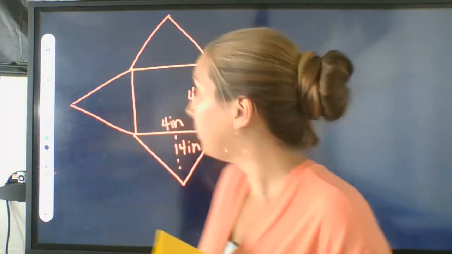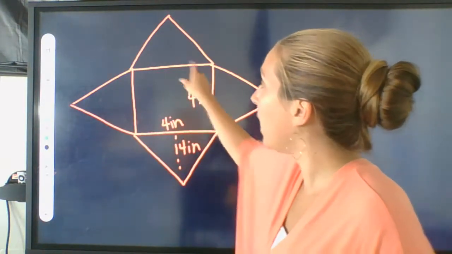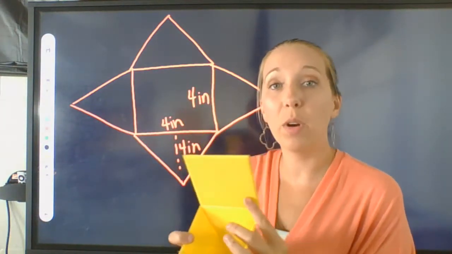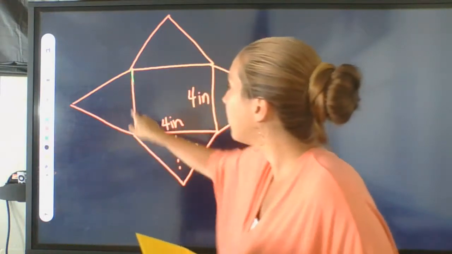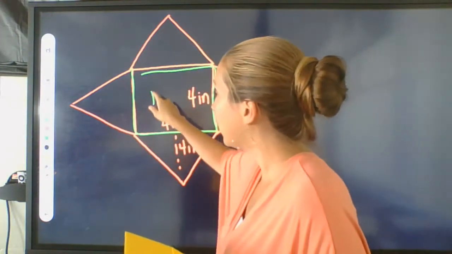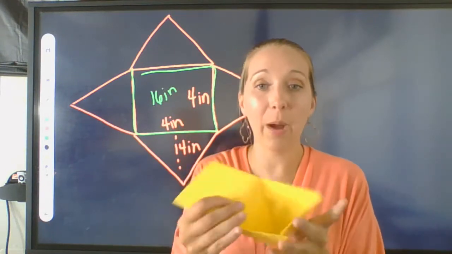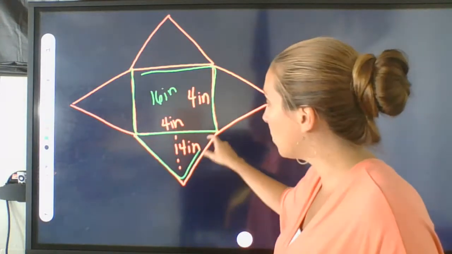So let's look at this one. We have a square that's a 4 by 4 here. So in order to find the area of this square right here, we're going to say 4 by 4, s squared, and that's going to be 16. So the area of this square is 16 inches squared. All right, so then that covers our base, but now we have triangles. We have 4 of them. So let's find the area of this triangle right here.